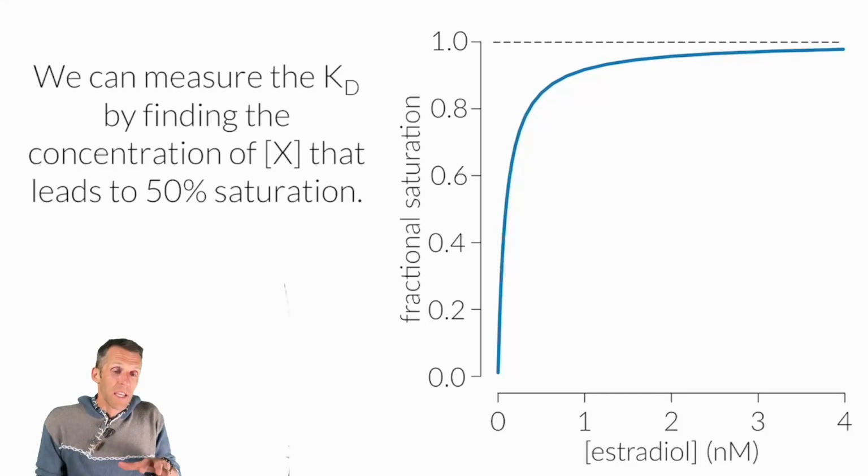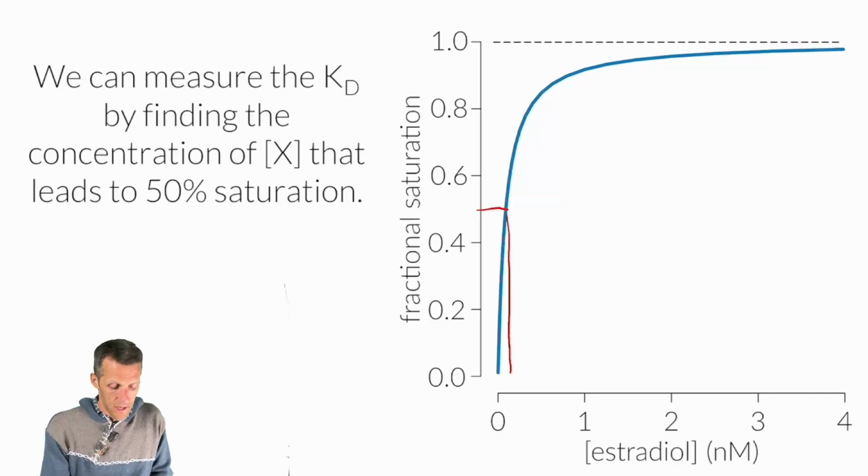We can measure, and finally, we can actually think about this. We've talked about knowing the KD and then using it to measure things, but you can actually think about it the reverse. This is where people get KDs. You measure fractional saturation as a function of something, and then you find the concentration that gives you half saturation, and that corresponds to the KD in this curve.